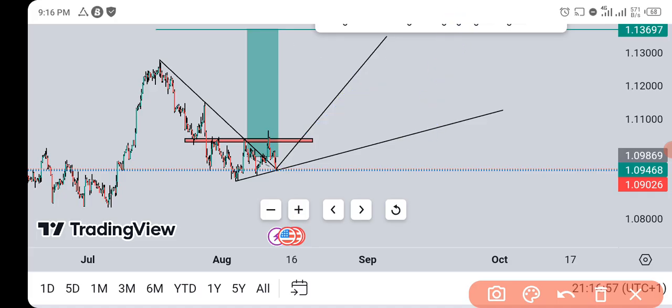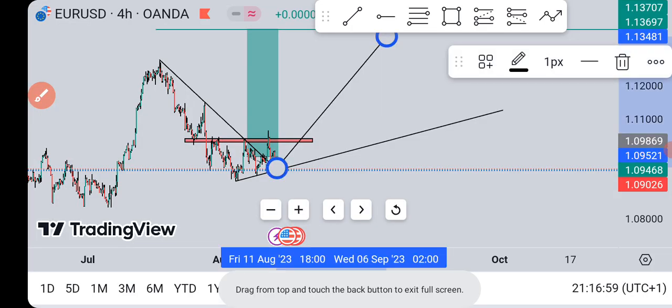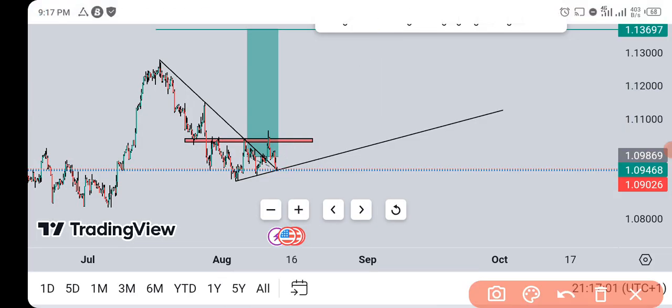Now, if I want to day trade this market now, I will just wait. Once the market moves up and touches this trend line, I will go to my 15 minutes time frame and look for a buying opportunity.